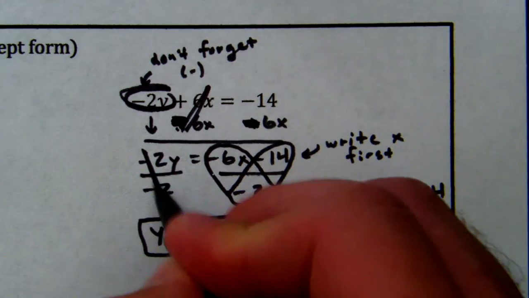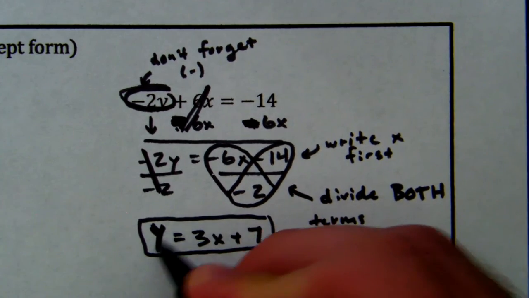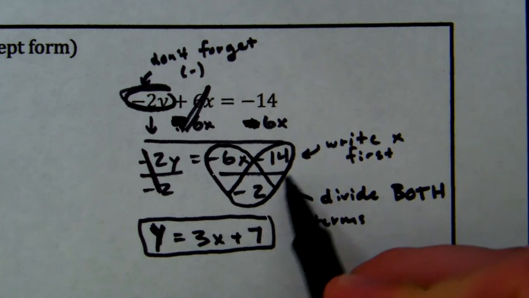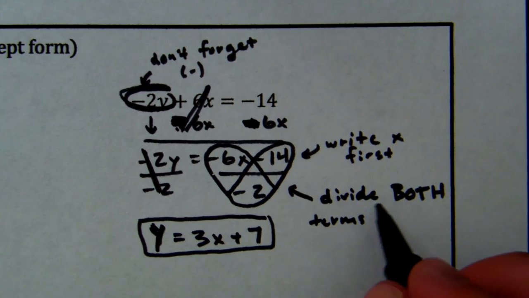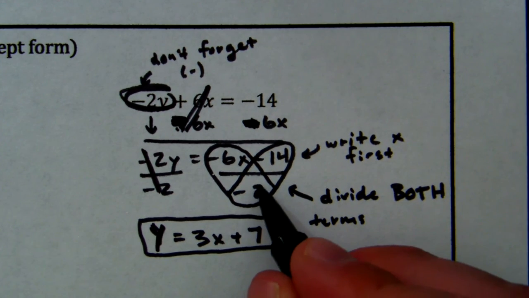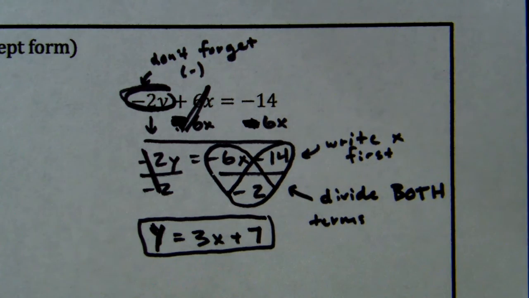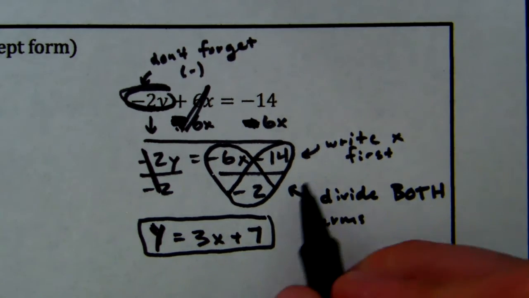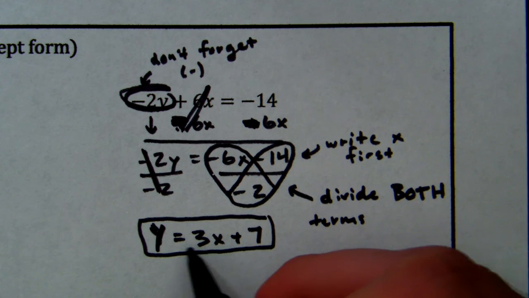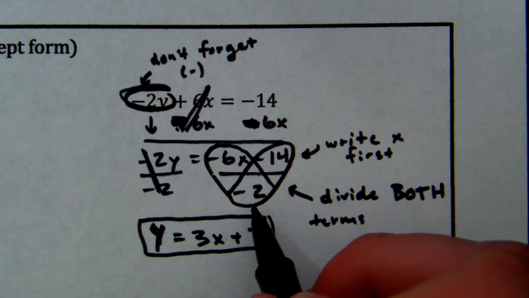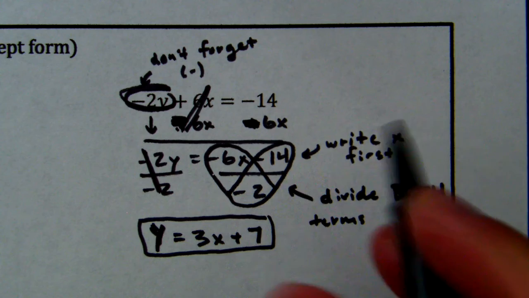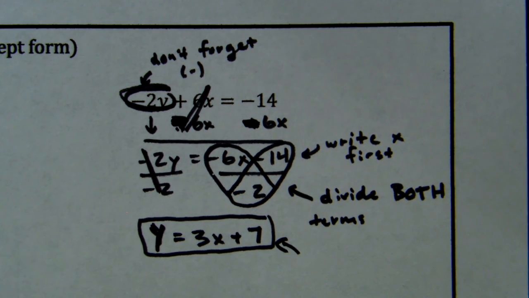Now, it cancels on this side and we're left with y. On this side, we have to divide both terms by negative 2. So we have to divide negative 6x by negative 2 and negative 14 by negative 2. So, negative 6x divided by negative 2 is positive 3x. Negative 14 divided by negative 2, positive 7. So this right here is going to be your final equation. So go ahead and rewind that if you need a refresher on solving for y.